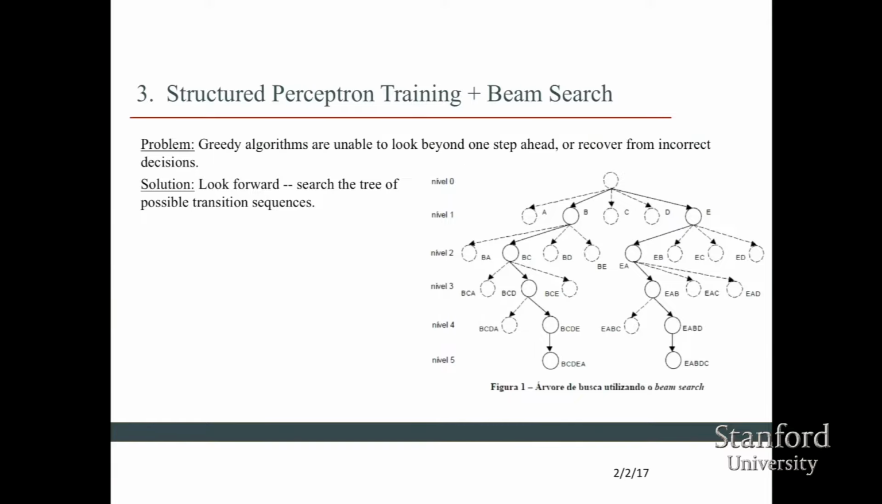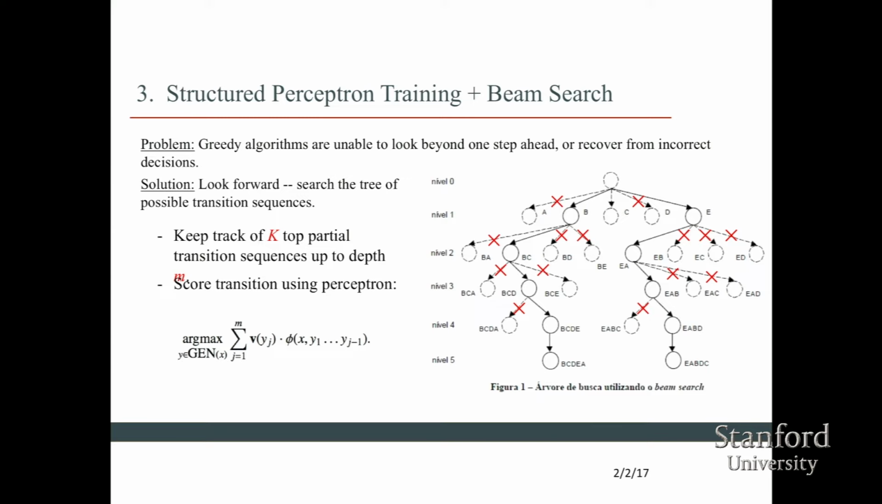As you can imagine, even with 3 transitions, your tree is going to blossom very, very quickly, and you can't look that far ahead and explore all of the possible branches. So what you have to do is prune some branches. And for that, they use beam search. Now, beam search is only going to keep track of the top k partial transition sequences up to a depth of m. Now, how do you decide which k?